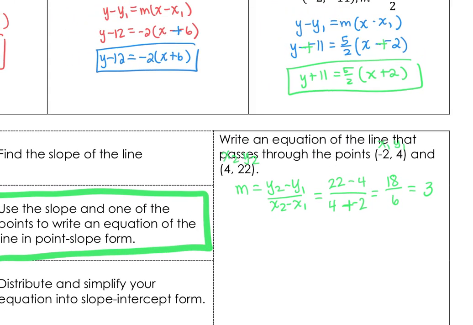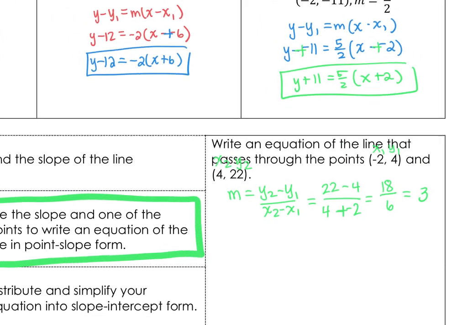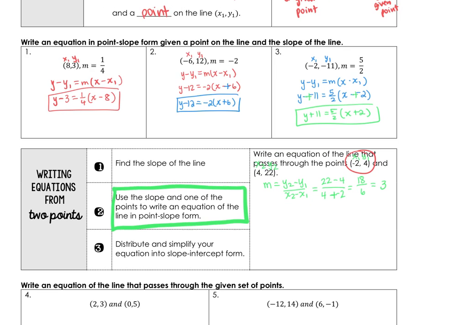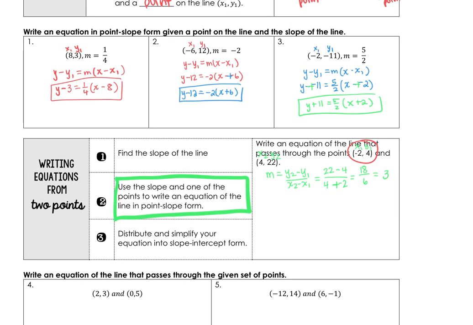Now, I have my slope, which is 3. And I can use either point, but I normally like to use the one that I label x1 and y1 just because that's what the formula uses. But again, it doesn't matter. You can use either point. And now we're going to do exactly what we did in these top 3. We're going to take our slope, which is 3, and our points, and we're going to plug it into point slope form.